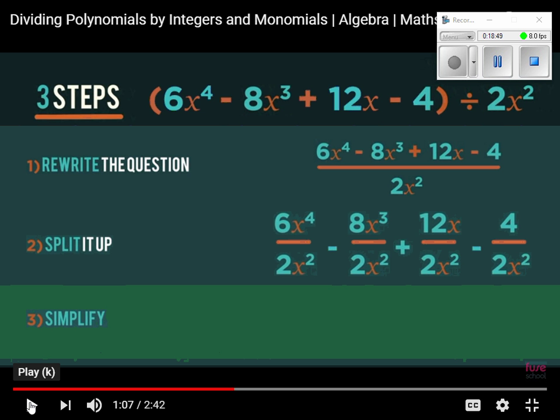I think if you wanted to just understand the first step in your brain and skip straight to writing the second step, that's the most important step, is the splitting it up part, because it really breaks everything down into much more manageable chunks so that you can see what's going on with each different term.